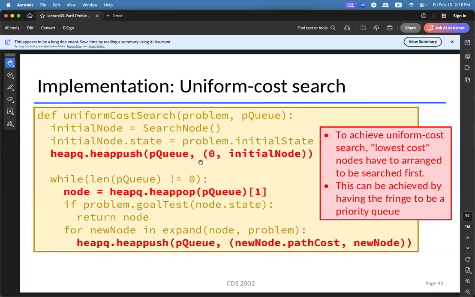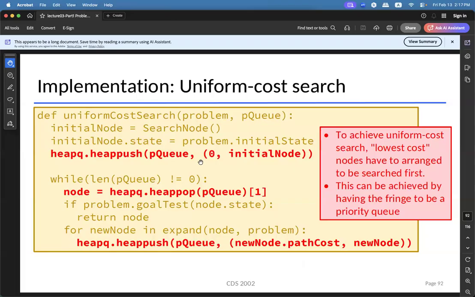And when we add a node into the priority queue, we also include the path cost of that node. And the path cost is used as the priority. That is, the node with the lowest path cost will get selected for processing by the priority queue itself. So at the end of the day, we are still following the general tree search algorithm, but this time we are using a priority queue to do the priority selection for us.